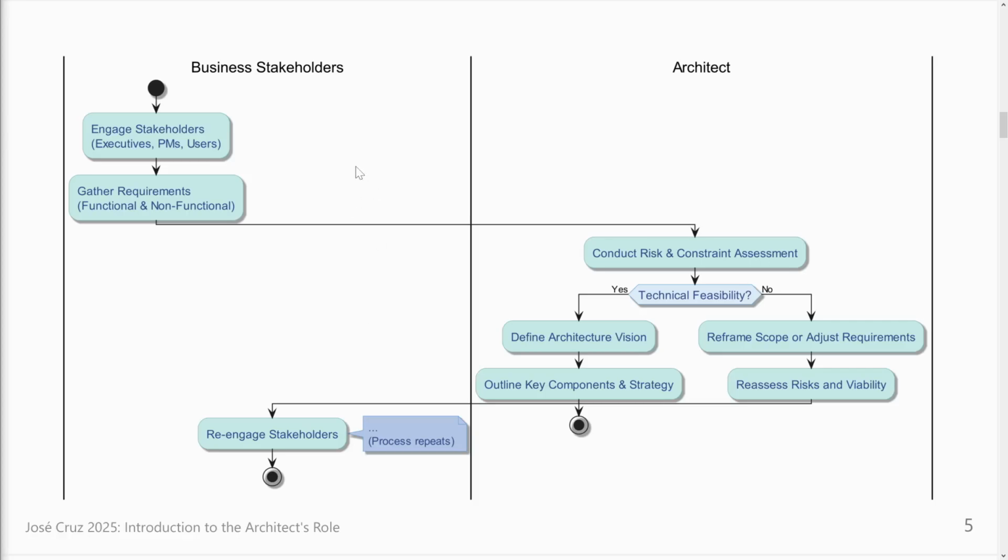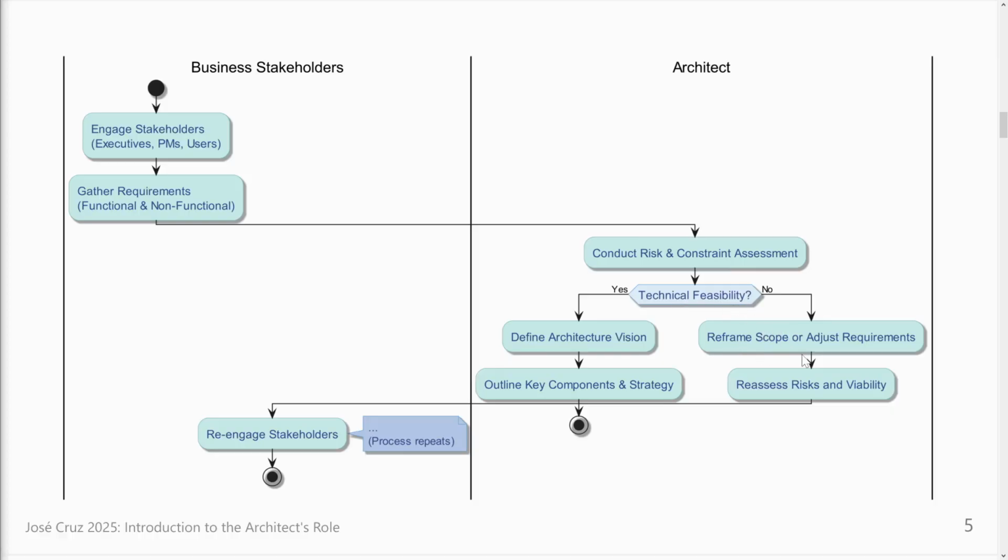So again, if you are a visual person, this is one way to represent that information. So you have the business stakeholders. This is the line about the stakeholders. So we engage with stakeholders, executives, project managers, and users. You gather requirements with them. Then it's on your side to conduct risk and constraint assessment. You check the feasibility, the technical one. It's possible or not.